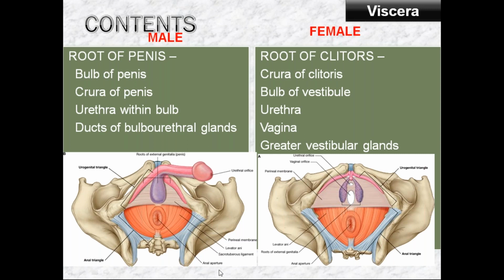Then how to remember this diagram? Identify, this is the perineal membrane. Below the perineal membrane is superficial perineal pouch. In this diagram also same, below the perineal membrane, superficial perineal pouch. So main contents of superficial perineal pouch: root of the penis, bulb of the penis, and crura of the penis, urethra within the bulb, and ducts of bulbourethral glands. In females, crura of the clitoris, bulb of the vestibule, urethra, and vagina, greater vestibular glands. Right?